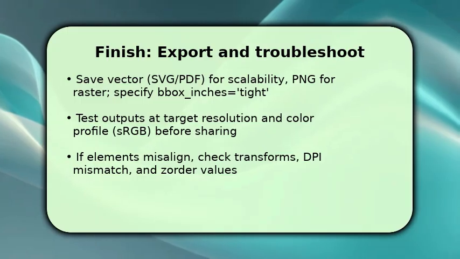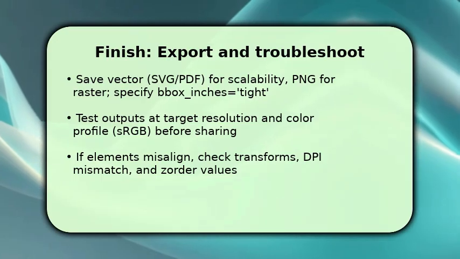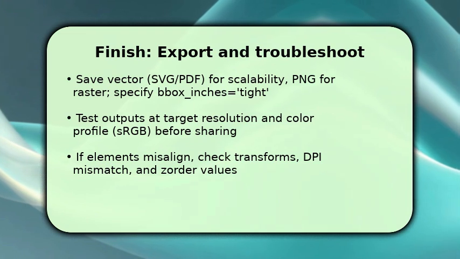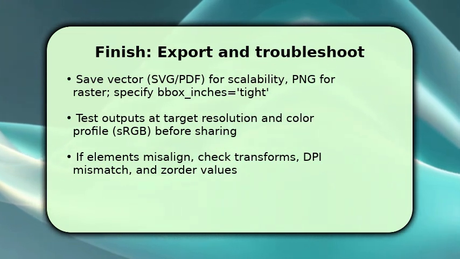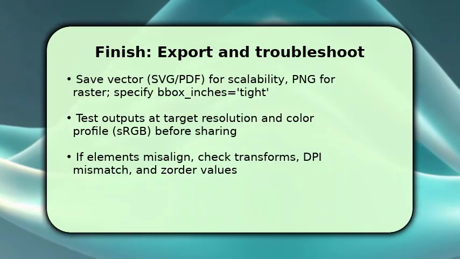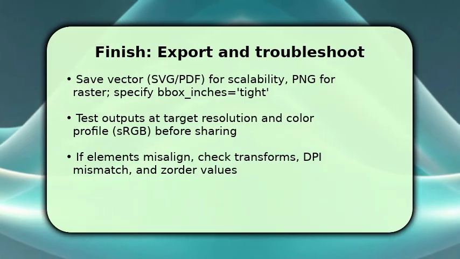Verify the result by opening it at final size and inspect text sizes and colors. If printing, confirm sRGB and resolution. If items look misplaced, check axis transforms, mismatched DPI between figure and backend, and zorder ordering. Adjust and re-export until alignment and legibility match requirements.